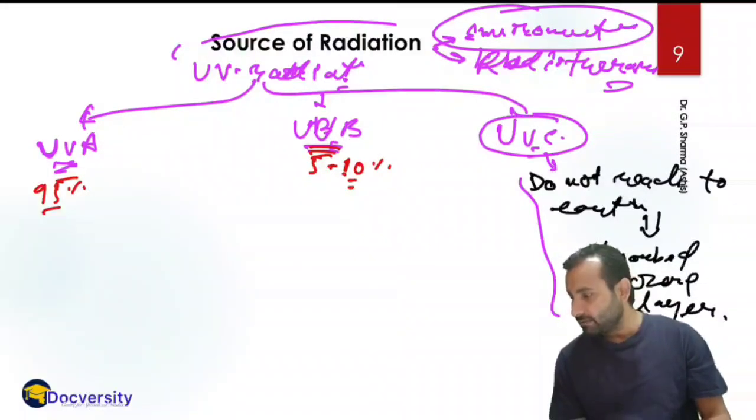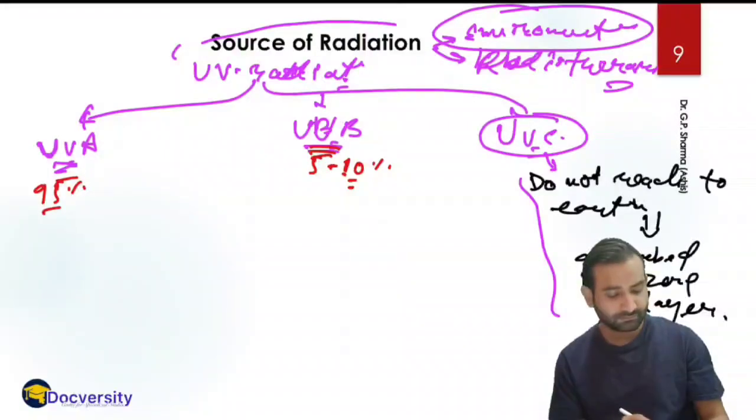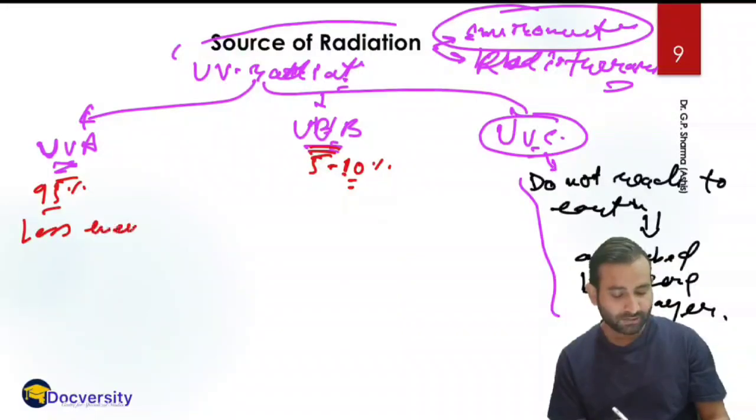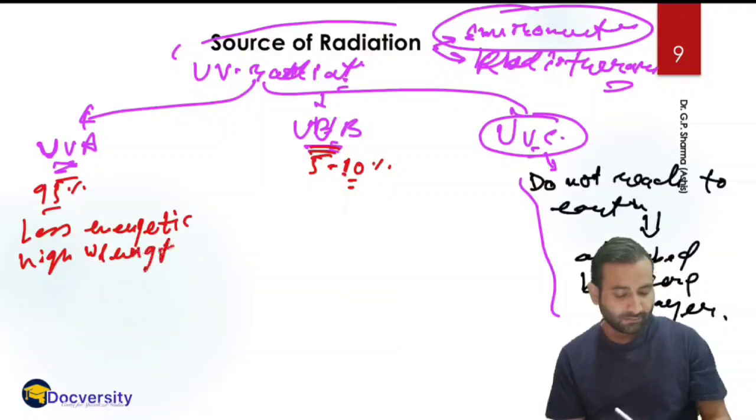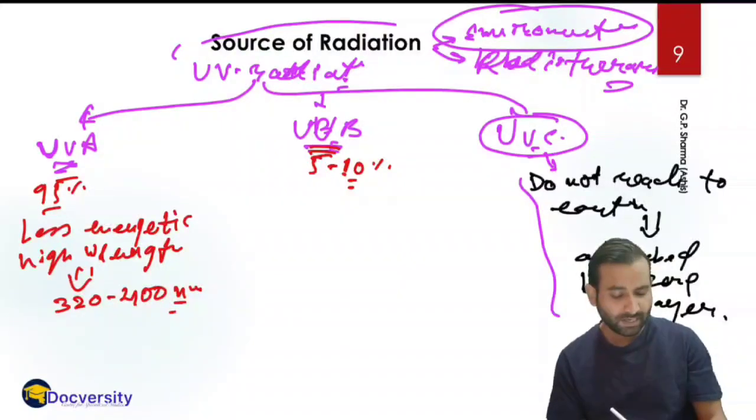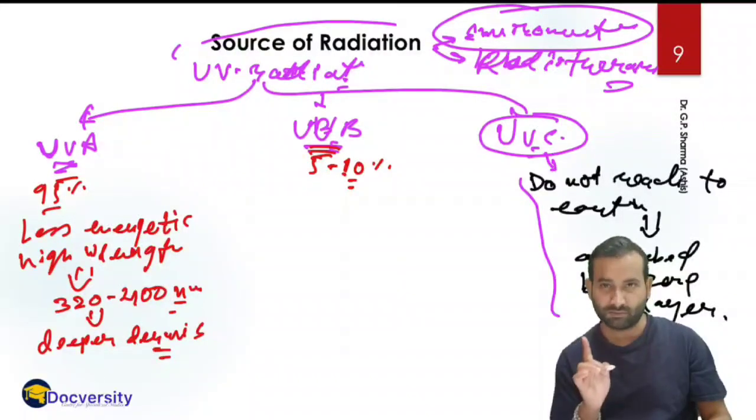Hope you understand. Another point you have to understand is that UVA is less energetic and has a long wavelength, that is, their wavelength is about 320 to 400 nanometer. Is that okay? They damage the deeper dermis. That is UVA radiation. Hope you understand, right?